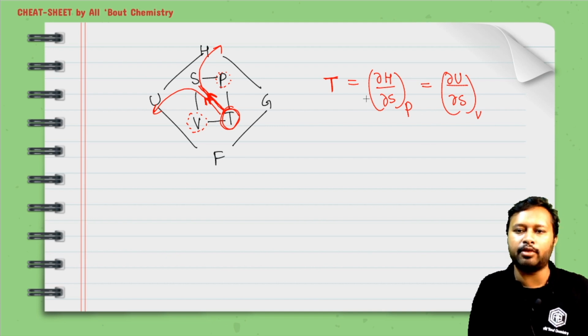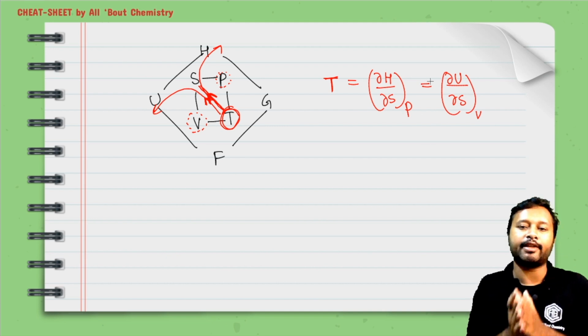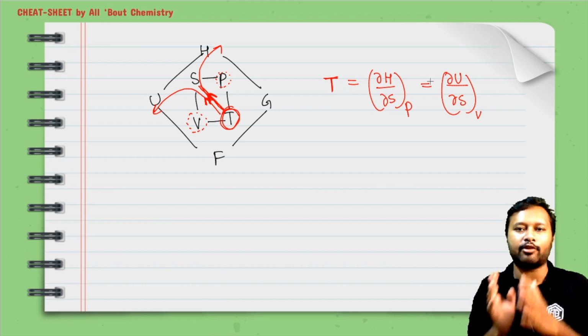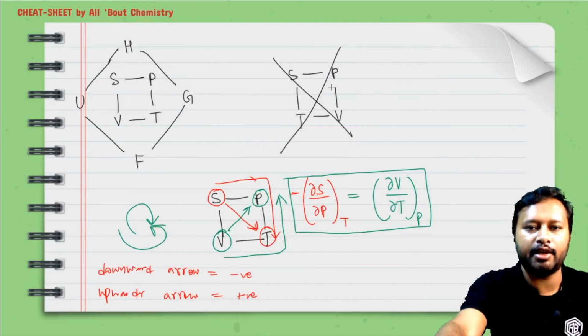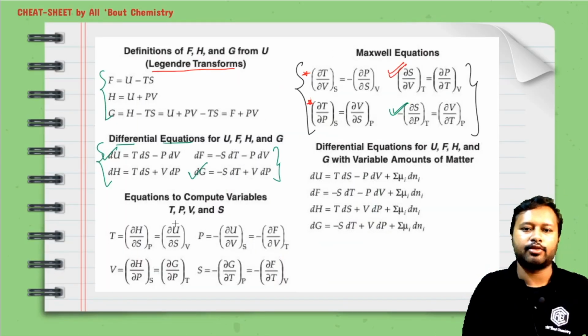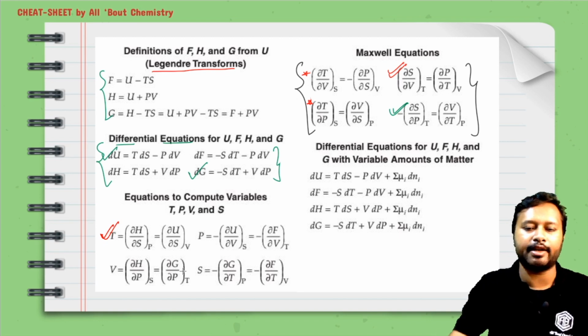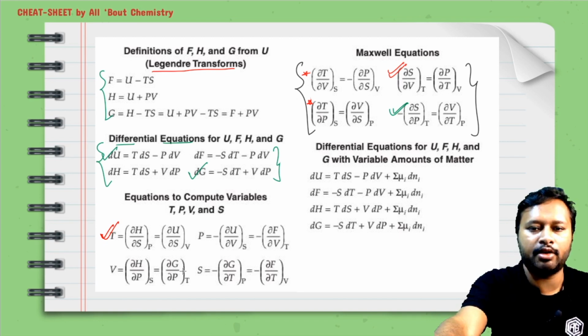So both these terms, del H by del S at constant P and del U by del S at constant V, both of them will give you the value for temperature. Let us just quickly check whether it is correct or not. So yes, it is correct with respect to temperature. Let's try to find out for the entropy, and let's see whether the equations hold true here or not.